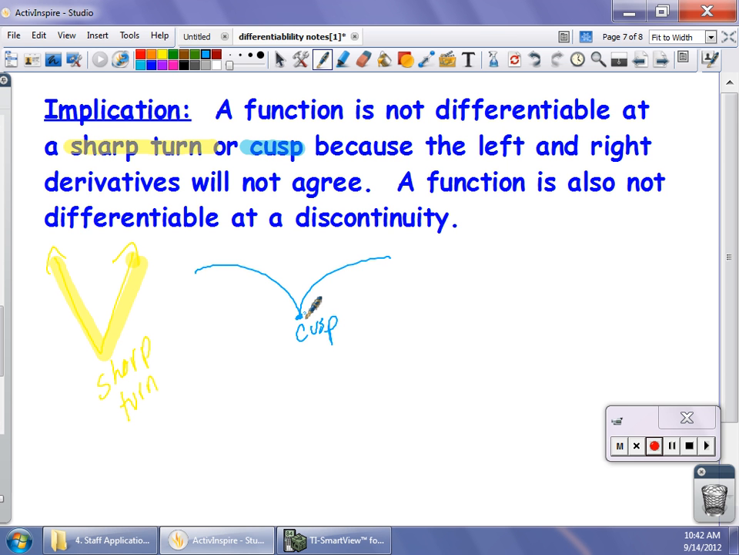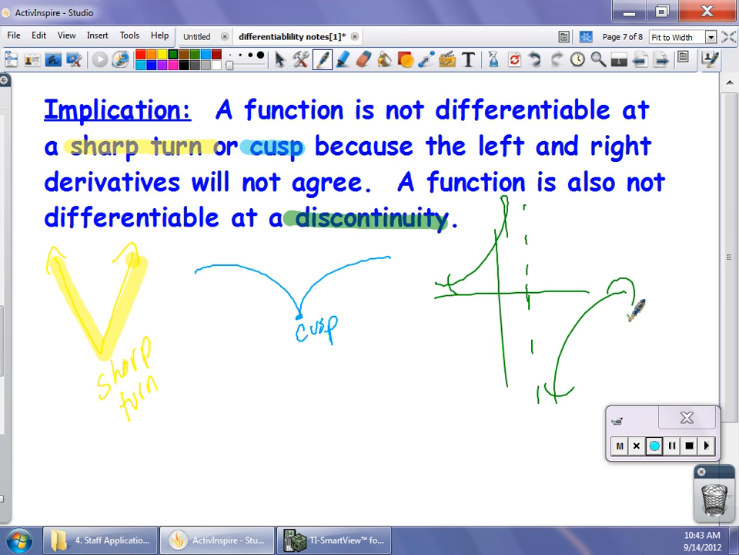And it's probably obvious to you that a function is not differentiable at a discontinuity. If we have a vertical asymptote, well, clearly there's no y value there. So if there's no y value, there can't be a slope there, or at any other kind of discontinuity. So hopefully in this video you've gotten the idea that a function can have a derivative on part of a curve, but at some values of x there may not be a derivative.